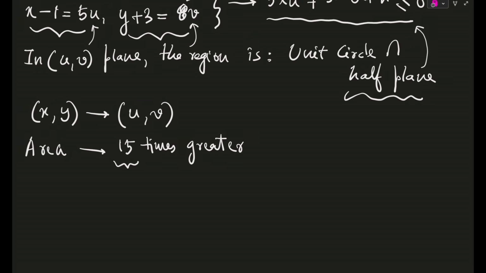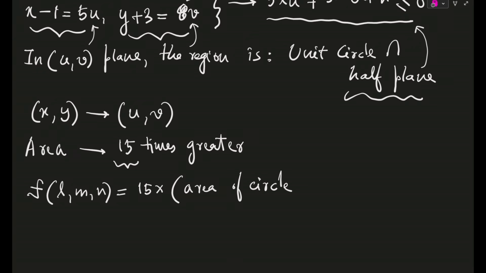So guys, the scaling factor has been found to be 15. So basically, f(L, M, N) is equal to 15 into the area of the circle segment in the unit circle. Why circle segment? Because obviously the plane would cut it, right? So, the circle segment in the unit circle.